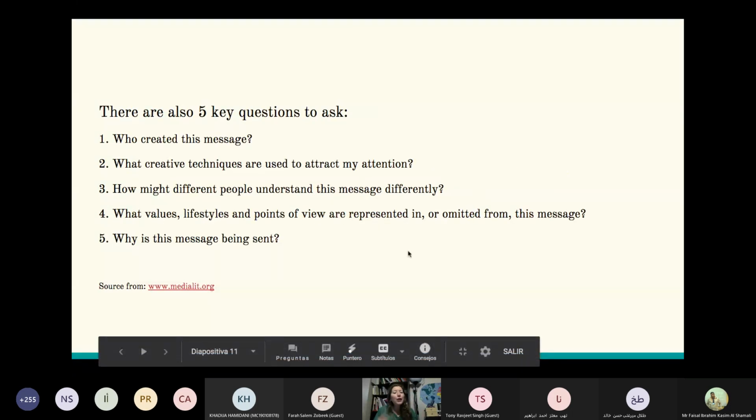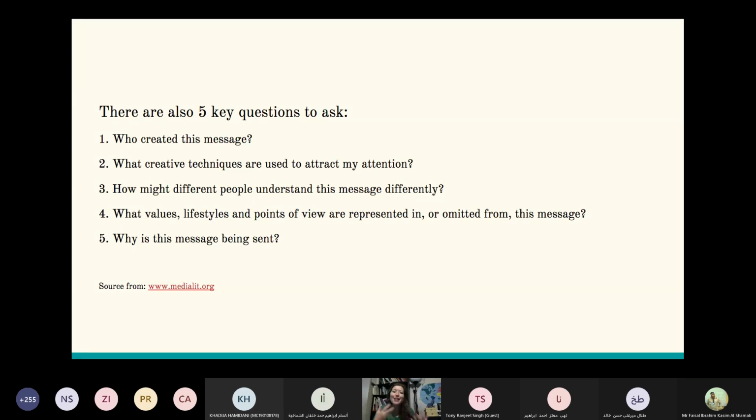There are also 5 questions that we ask regarding who created the message, what creative techniques are used to attract my attention, how might different people understand the message differently, and also, more importantly, so what values, lifestyles, and points of view are represented in or omitted from this message, and then why is the message being sent?